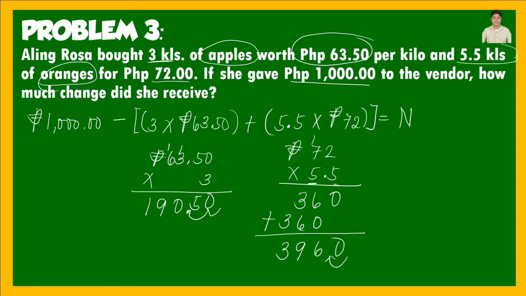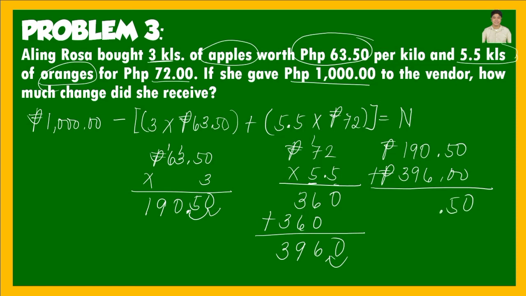So, ngayon, i-add natin yung mga nakuha natin. So, 190 pesos and 50 centavos plus 396 pesos. 0 plus 0, 0. 5 plus 0, 5. 0 plus 6, 6. 9 plus 9, 18. So, 8, carry 1. 1 plus 3, 4 plus 1, 5. So we have 586 pesos and 50 centavos. Yun ang total na binayaran ni Aling Rosa.